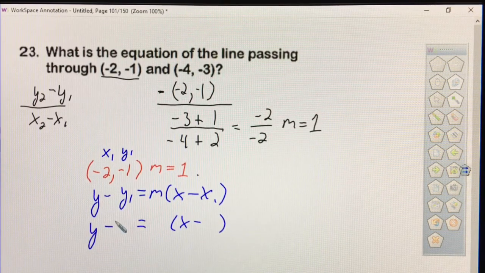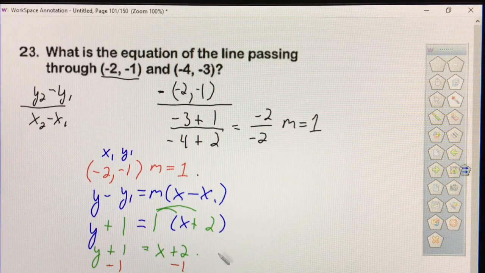See, the y1 is going to be negative 1. Negative negative turns to positive. I bring over the 1, and my negative 2 goes over here, but negative negative turns to positive. Now I have to distribute the 1, which is not that big of a deal. It's just going to give me x plus 2. I'm going to bring down my y plus 1. I'm going to subtract 1 from both sides, and this is going to give me the final answer of y equals x plus 1.